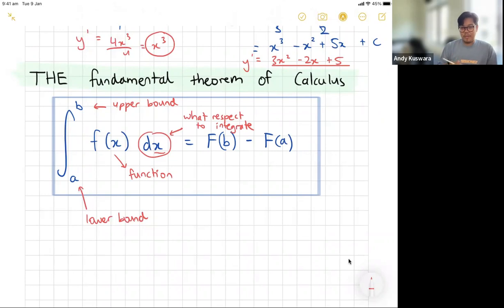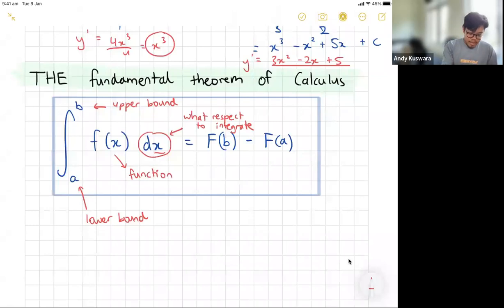So when I say what respect, what I mean by that is, am I integrating the x's? Am I integrating the y's? What part gets integrated? For the time being, you're only going to be working with x. Later on down the line, you might be integrating dt, dy, all these different things. For the moment, we're just going to stick with dx.